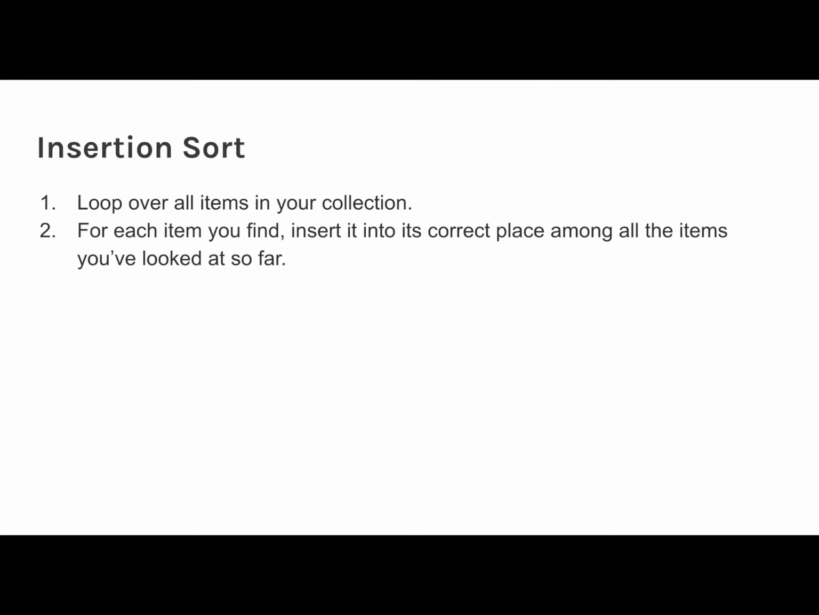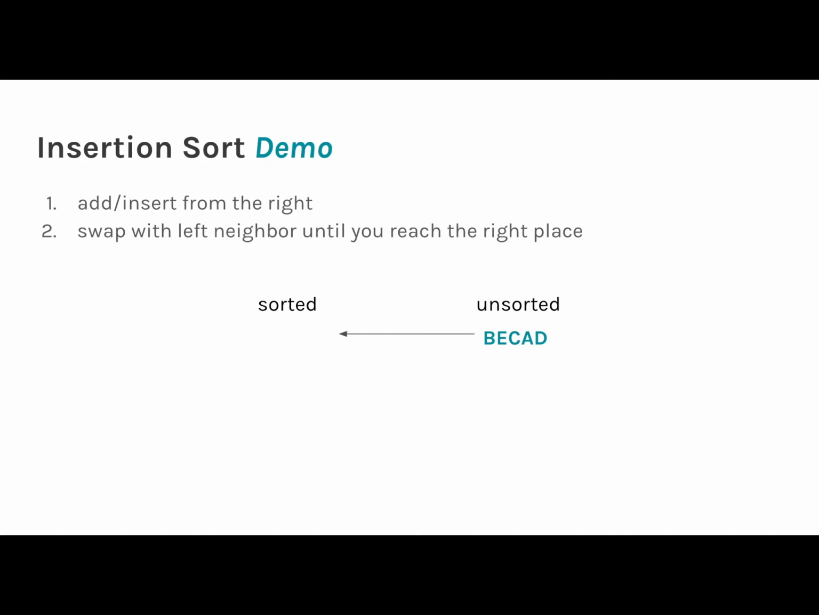Okay, let's now jump into going over a review of the actual sorting algorithms. First up is insertion sort, the classic. It's pretty straightforward. The first step is just looping over all of the elements in our array. And then for each item you find, you insert it into its correct place among all items you've looked at so far. So let me go over a little bit of a demo to make it more clear.